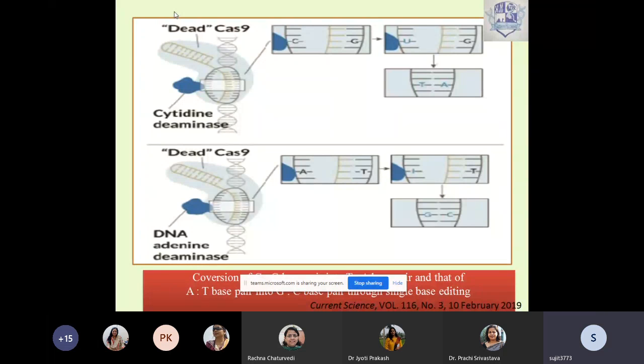I have taken this from the research paper published by Dr. P.K. Gupta. This work was done in 2019, very recently, in which they use a dead form of Cas9, a special form of Cas9, in which cytidine deamination takes place, where the cytosine present will be converted into thymine. Then thymine will be paired with adenine in the homologous chromosome for the conversion, and vice versa in the case of DNA deamination, from adenine-thymine to guanine-cytosine.